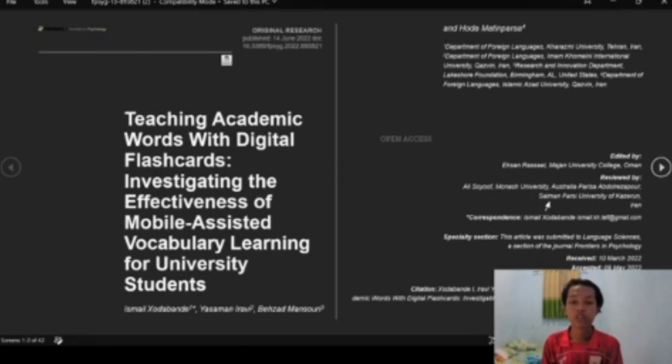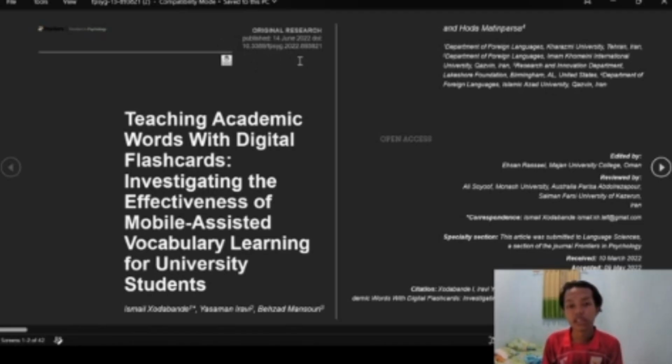So right now, let's move on to the article that I selected for this presentation. The article is entitled Teaching Academic Words with Digital Flashcards: Investigating the Effectiveness of Mobile-Assisted Vocabulary Learning for University Students. It was written by Ismail Sudabande, Yasaman Rafi, Behzad Masauri, and Hoda Matin Barsa, and it was published on 14 June 2022.